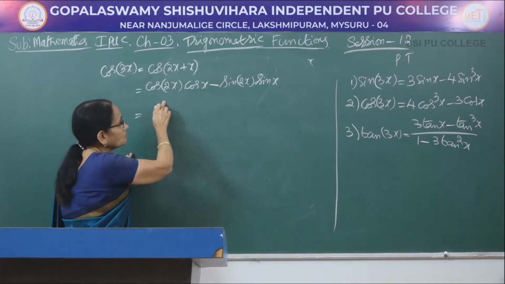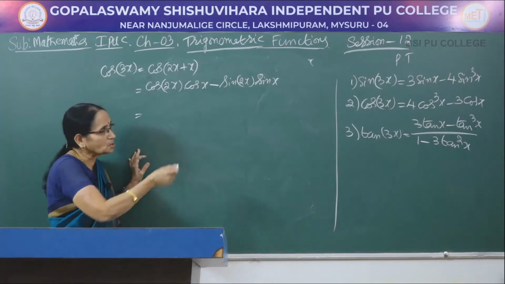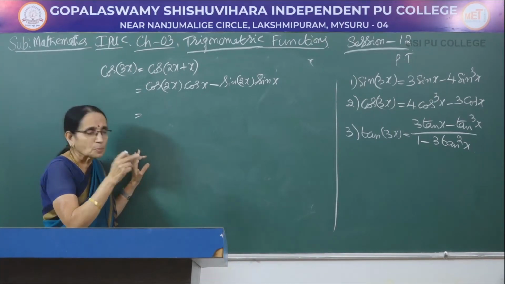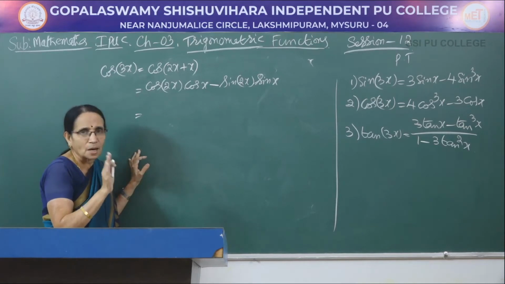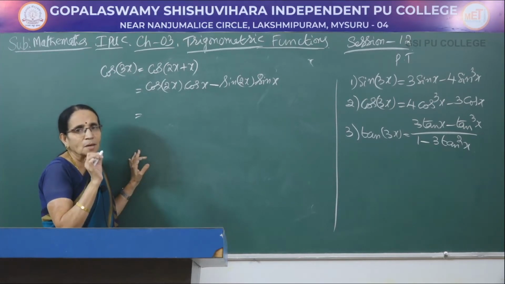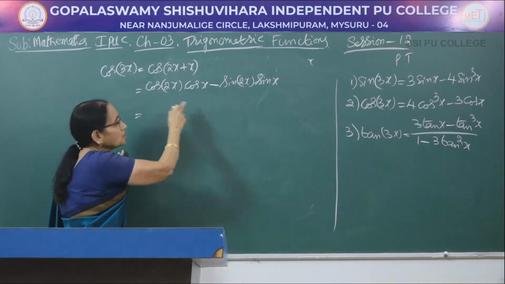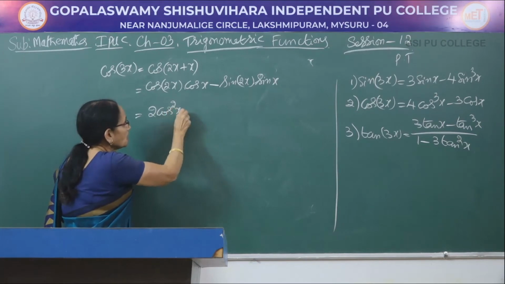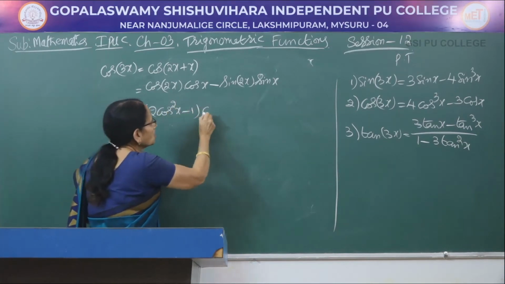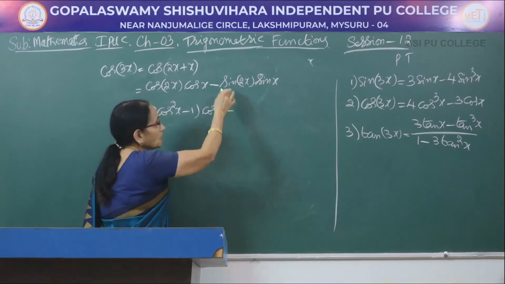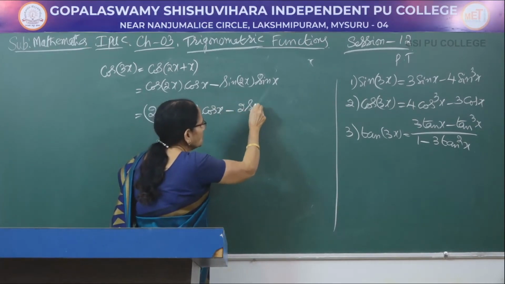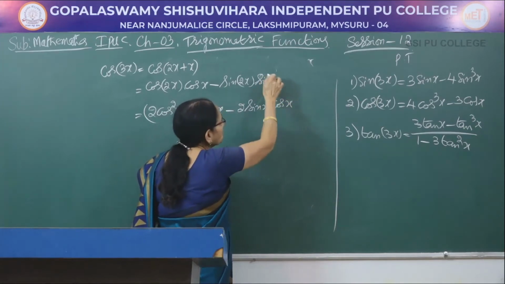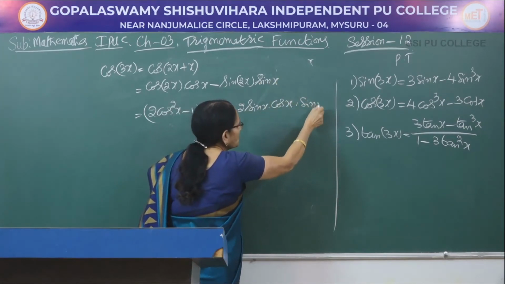X means 2x, y means x here. Now here again cos of 2x. Just now in the previous formula I told you, it can be written in 3 different ways. In the previous one we wanted in terms of sin, so I took the formula 1 minus 2 sin square x. Now I want everything in terms of cos, so I write it as 2 cos square x minus 1 into cos x. Now again for sin 2x, we write it as 2 sin x into cos x, and this sin x I am writing as it is.